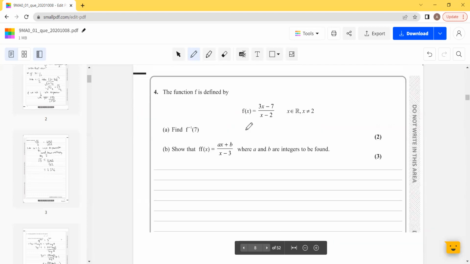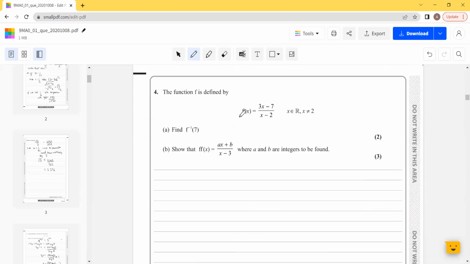Okay, question 4. The function f is defined by f of x being equal to 3x minus 7 over x minus 2 for all real numbers x and where x is not equal to 2. Find f inverse of 7. Okay, so first we have to find the inverse. So let's say that y equals 3x minus 7 over x minus 2.